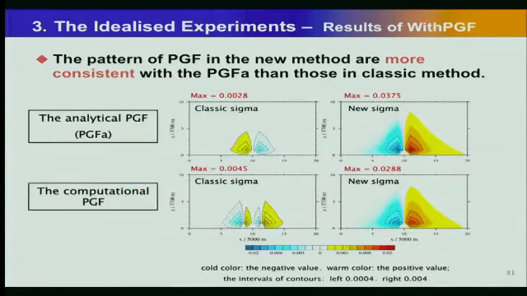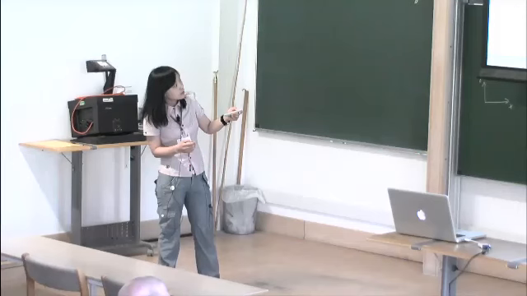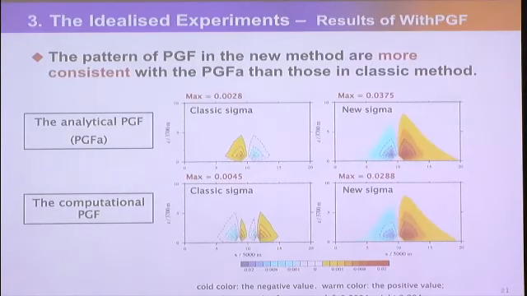Now we analyze the results of the with-PGF experiments in three aspects. Firstly, we see the pattern of the PGF. In the first row, here is the analytical PGF in both methods. The second row is the computational one. We compare the patterns of these. In the classic sigma method, the computational PGF has just one center here in the analytical one, but it splits into two centers here. Compared with this, in the new method, we get a consistent pattern of the PGF.